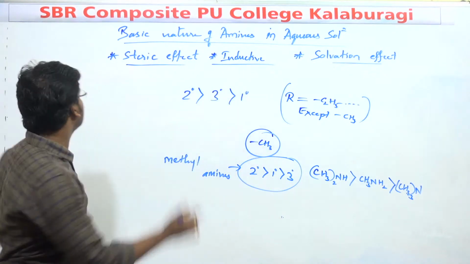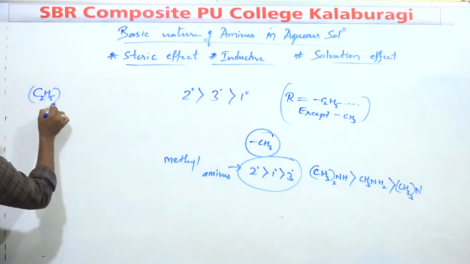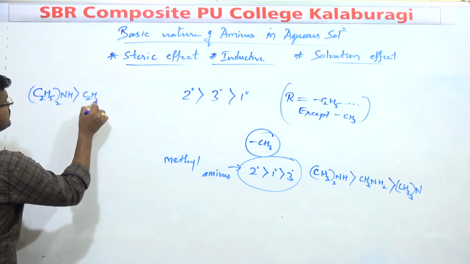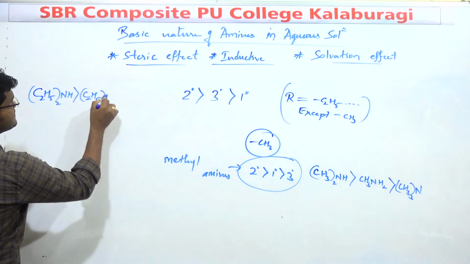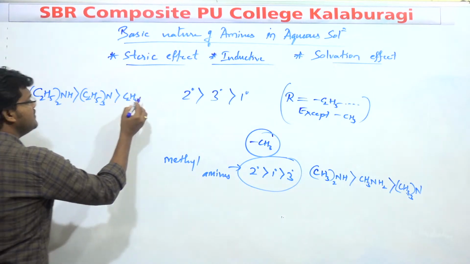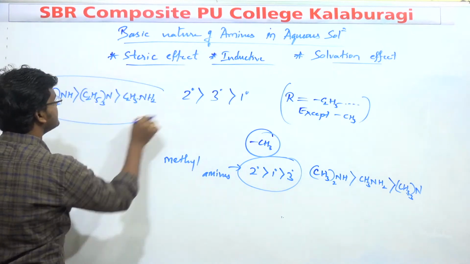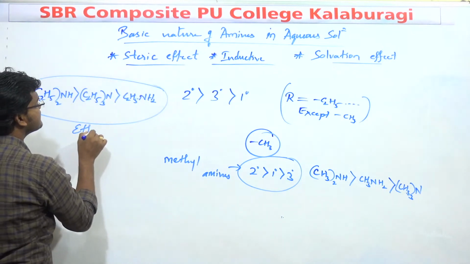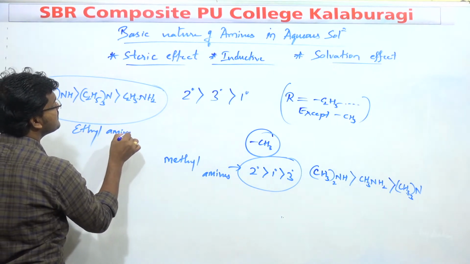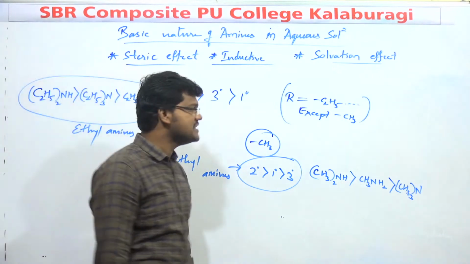And for ethylamines, I can write over here. For ethylamines, please note down: (C2H5)2NH > (C2H5)3N > C2H5NH2. So this is for ethylamines, and that is for methylamines. So this is the order of basic nature of methylamine in aqueous solution, and ethylamine in aqueous solution.